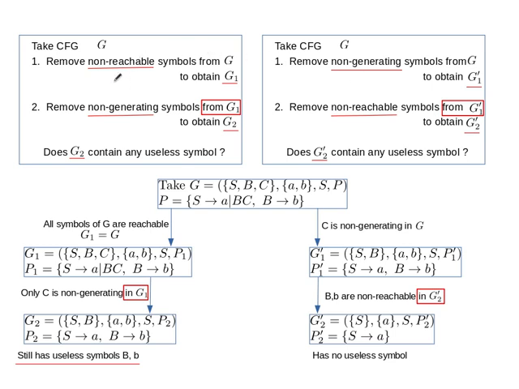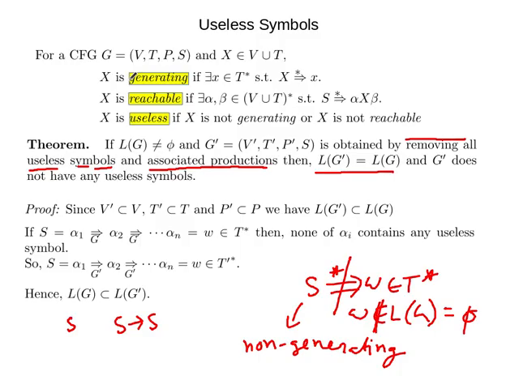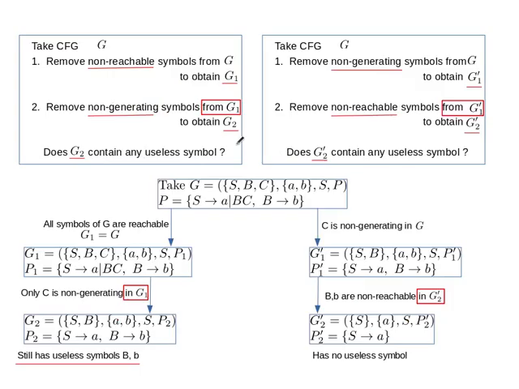So this is something different. You will see that it's not exactly the previous approach, where we first find all the non-reachable and non-generating symbols and remove them from G in order to get this G prime. So here what we are doing is the following. We are given this CFG G.